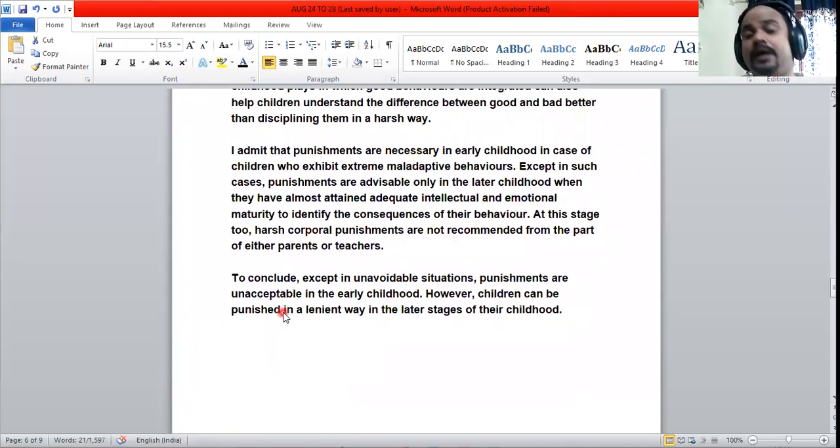To conclude, except in unavoidable situations, punishments are unacceptable in early childhood. However, children can be punished in a lenient way in the later stages of their childhood. So this is the summary.